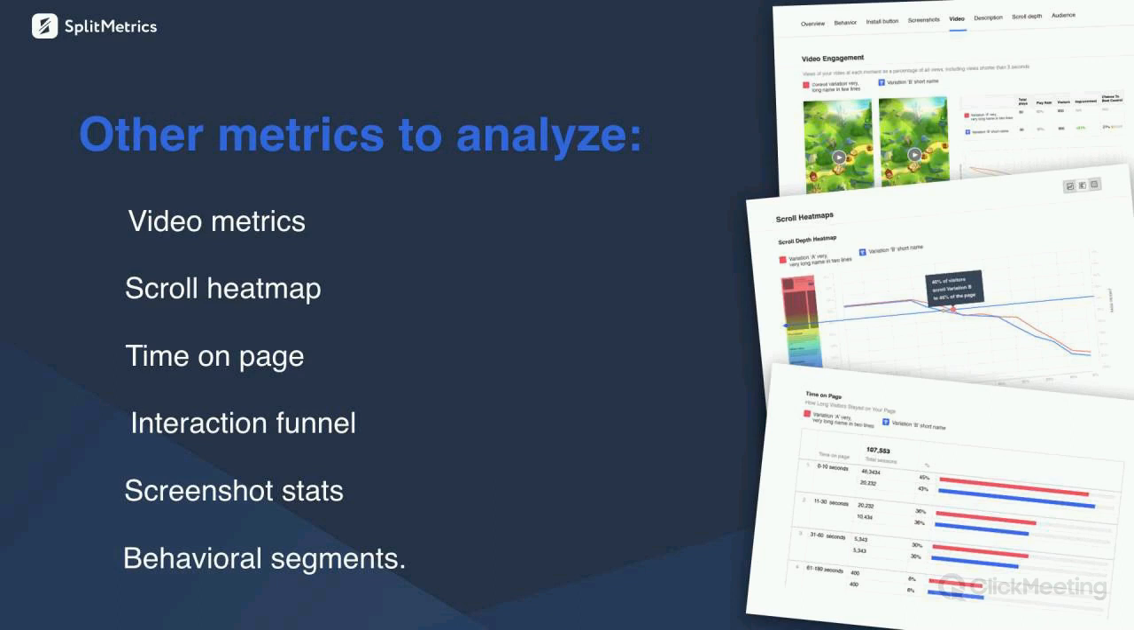Conversion changes analysis is a must here. It's obvious. There is no denying. Yet, don't forget to spare time to explore other metrics like video metrics, scroll heat maps, time on page, interaction funnels, screenshot stats, behavioral segments, and many more. These insights will help you understand the reasons behind a low or high conversion and develop ideas for future A/B experiments.